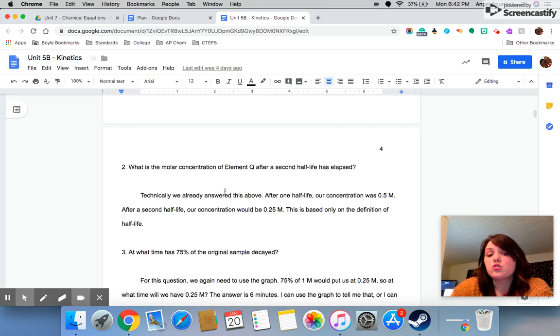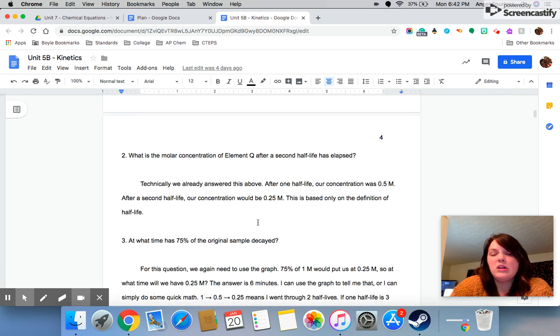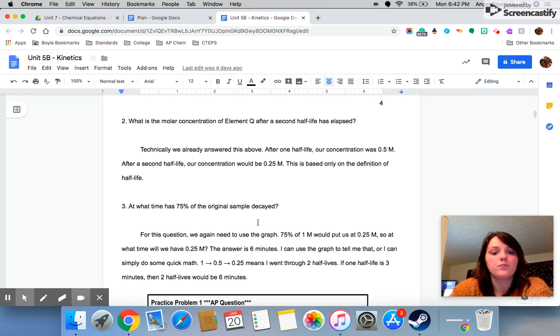What is the concentration of Q after a second half-life has elapsed? We already kind of answered that to double check our answer above. We went from 1 molar to 0.5 molar. And so our second half-life, we go from 0.5 molar to 0.25 molar. If we were to ask for another half-life after this, we would go from 0.25 molar to 0.125 molar.